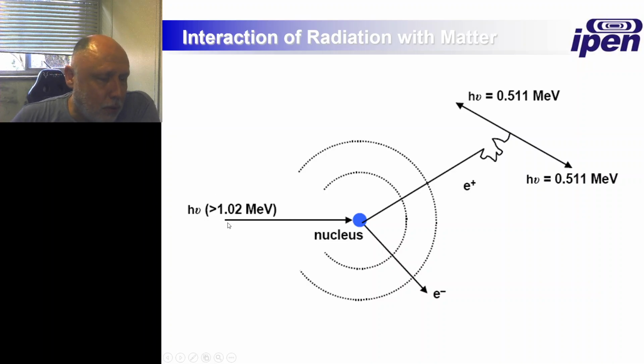If you have less than this energy, it does not happen because you do not have enough energy. But if you have more than 1.02 MeV, or 1022 keV, it will sense the nucleus and split into one electron and one positron. And the electron will go on ionizing the medium as it does, and the positron will go on ionizing the medium until it stops and annihilates, producing two 511 keV gamma rays and annihilating one electron that was in the medium.